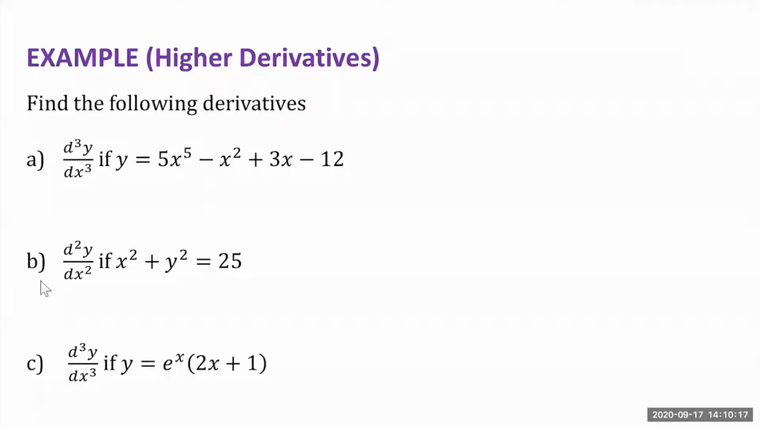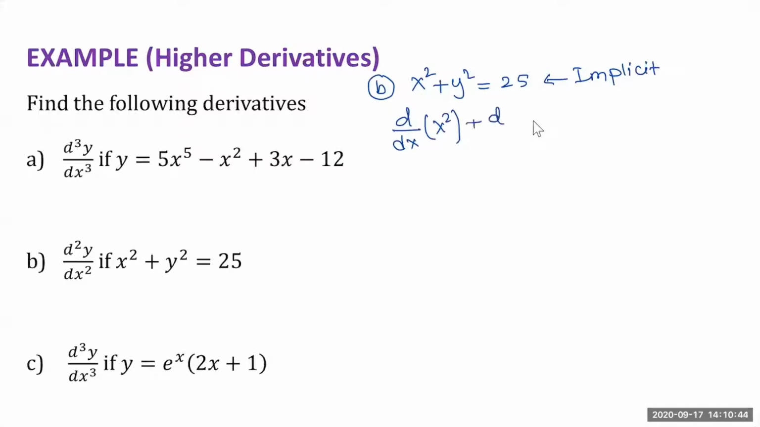Okay, part B now. We have to find the second derivative of that function. In part B, the function given is x squared plus y squared equal to 25. This is the implicit function. When I say implicit function, you cannot solve for y by itself easily. So for this type of function, we do the implicit differentiation, which is d over dx of x squared, then d over dx of y squared, and then we have d over dx of 25.